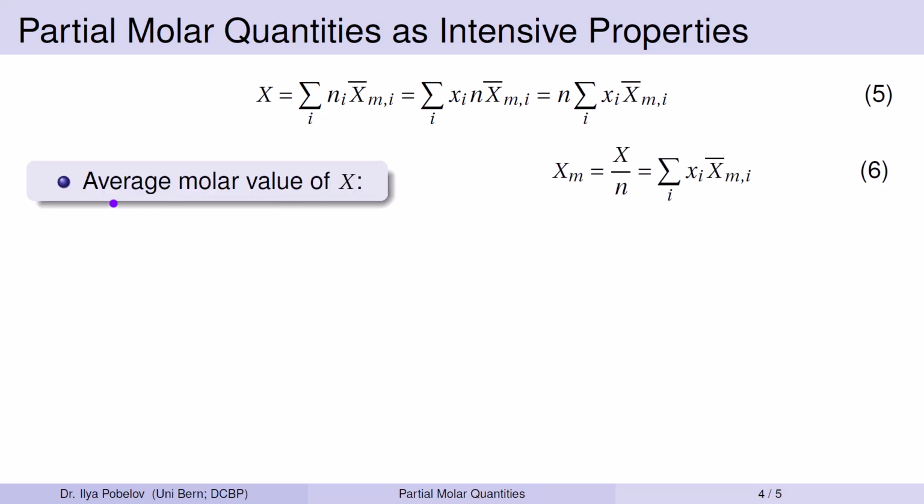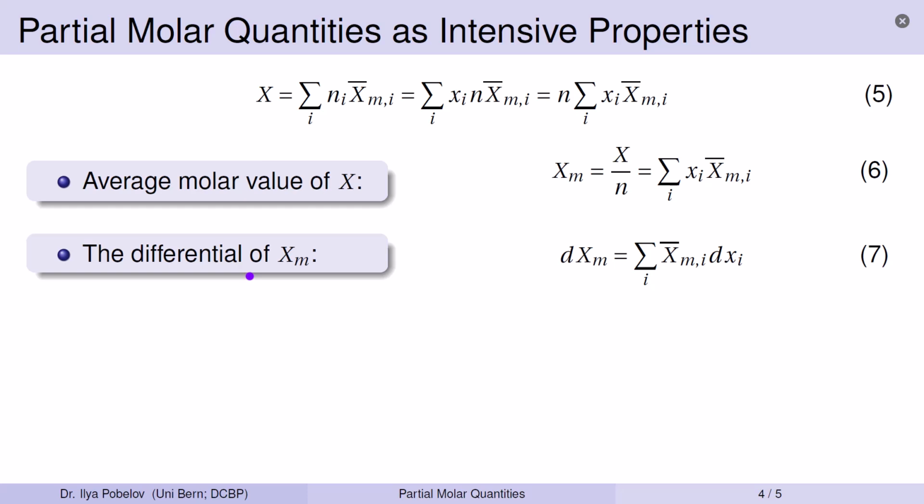The average molar value of X, represented as Xm, is the total value of X divided by the total amount of substance. It can be derived by multiplying the partial molar properties of each component by its respective mole fraction and then summing them up. This average molar value of X is an intensive quantity independent of the system size.